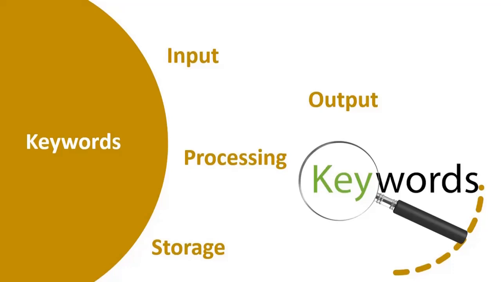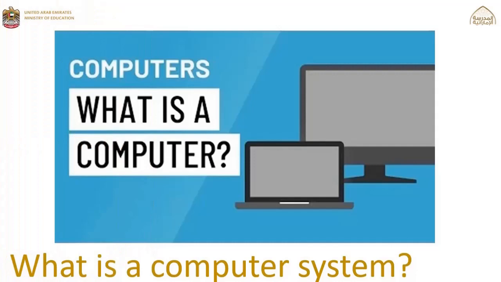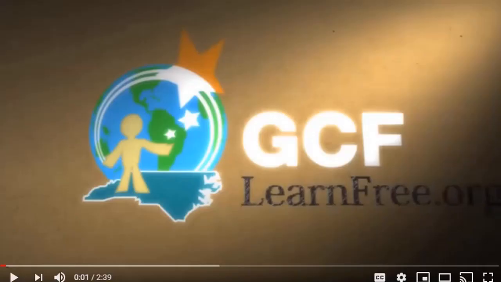Before I start explaining computer system, these are the keywords that you will learn during this lesson: input, output, processing and the storage. You can watch this video to understand what is a computer system.